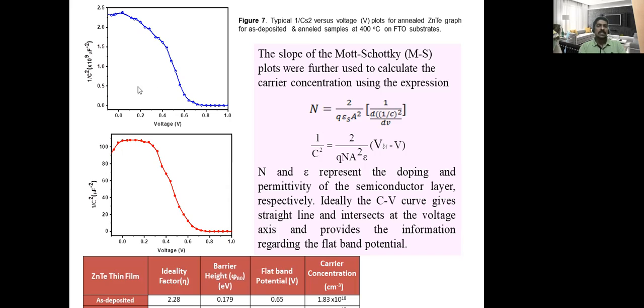Then these are the Mott-Schottky plots, which are used to find out the flat band potential and the carrier concentration. The carrier concentration increases after the annealing, and it is because the photogeneration of carriers is blocked after annealing. So its carrier concentration increases.